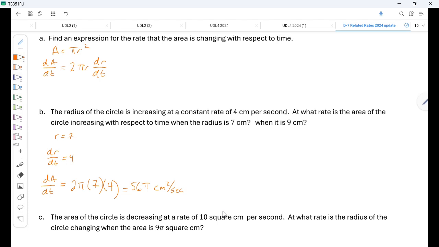What happens when the radius is 9 centimeters? Same thing, but we're going to get a different result. dA/dt this time is going to be 2 pi times 9 times 4, which is going to be 72 pi centimeters squared per second.